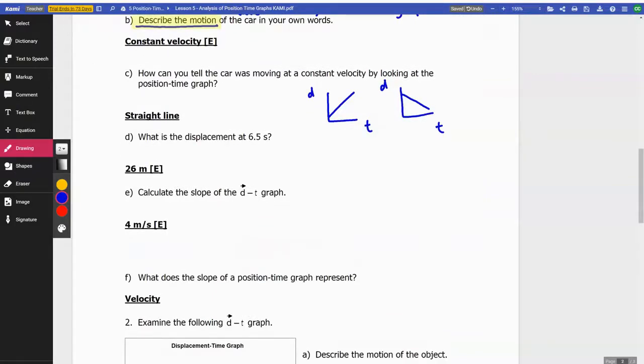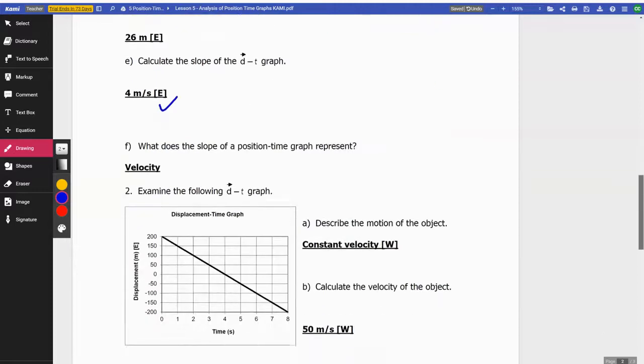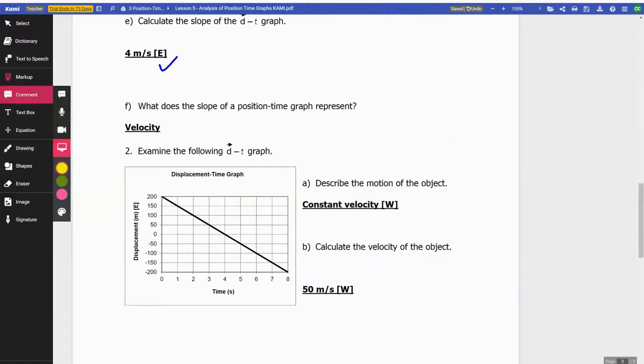Okay, so we're done. We're done the 4. Are we okay? So we calculated the 4. And now this is the important lesson. If you're taking notes, if you're making study notes, I would totally write this. The slope of a position time graph represents the velocity.